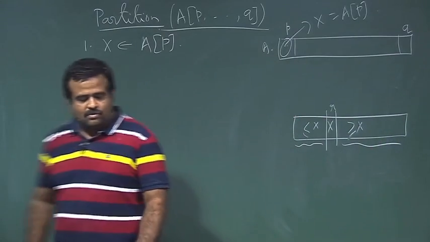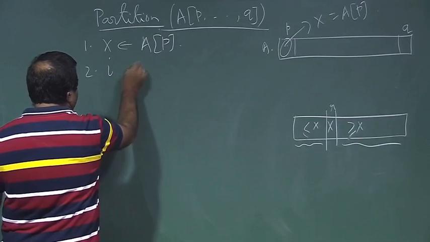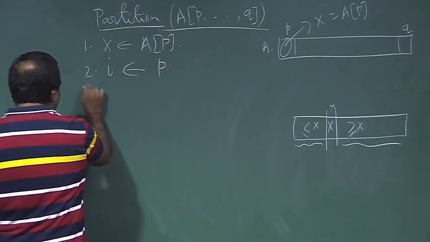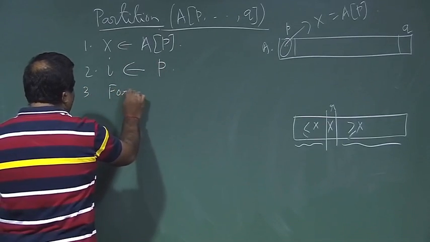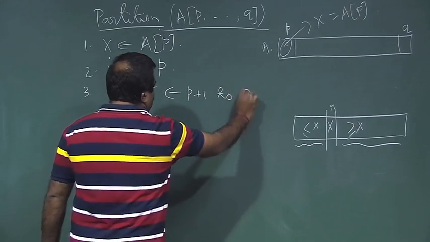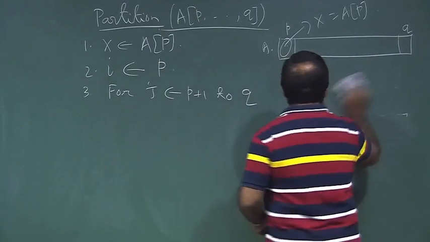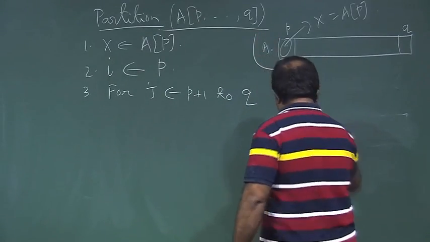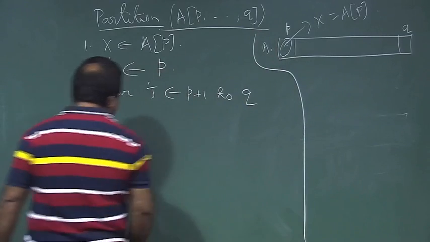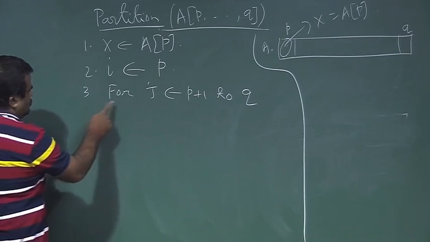So, let us write the code. You start with two indices, i is p, and we have a for loop for j is equal to p plus 1 to q. Okay. So, j is equal to p plus 1 to q, and so this is a loop.